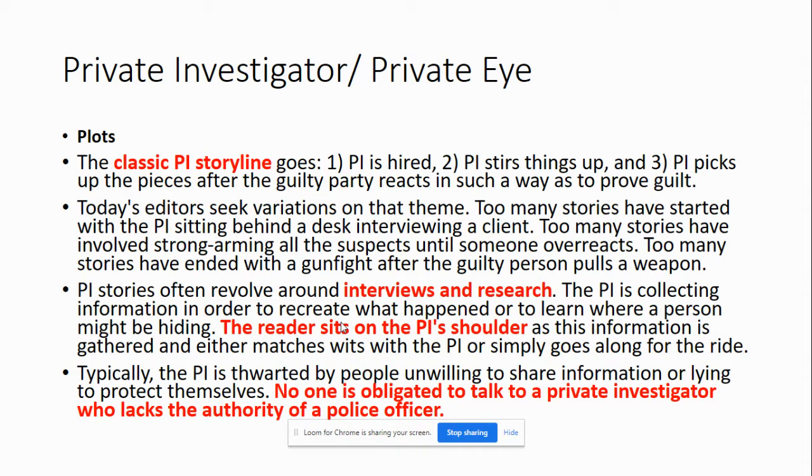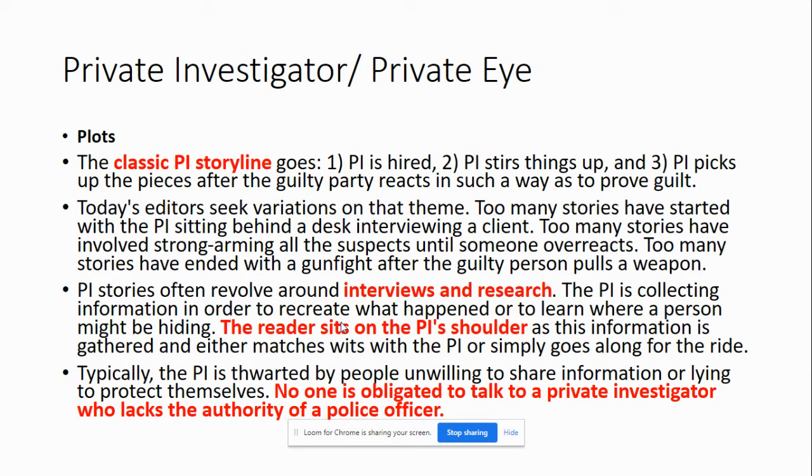The plot. So often the PI is hired, he stirs things up a bit, or she stirs things up a bit, and then they pick up the pieces after the guilty party reacts in a way that has proven their guilt. But editors these days want something different. They've seen too many PIs interviewing a client. They've seen too many PIs strong-arming the suspects or having a gunfight after the guilty person pulls a weapon. And that does happen with Chandler, with Philip Marlowe. And we still see quite a lot of these things, but editors today want a move away from this and a slight change on the PI novel.